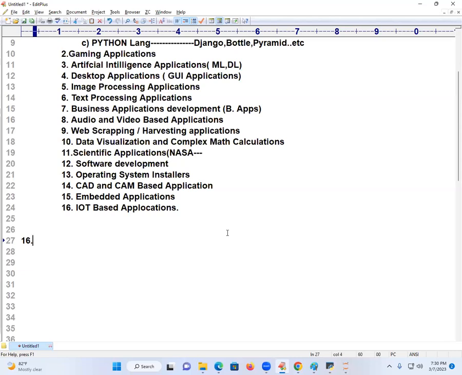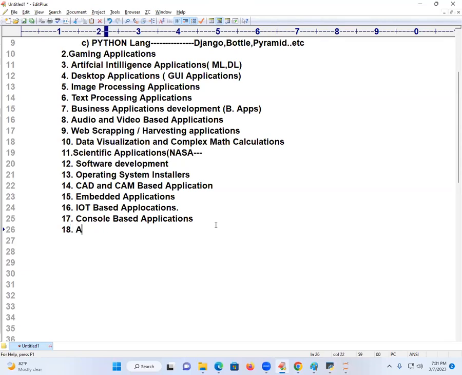Next, the 17th one, I am going to write it. Console-based applications, small applications these are. Small organizations, a supermarket wanting to develop a small application, which is known as a console-based application, like your C language development, like your Java language development.